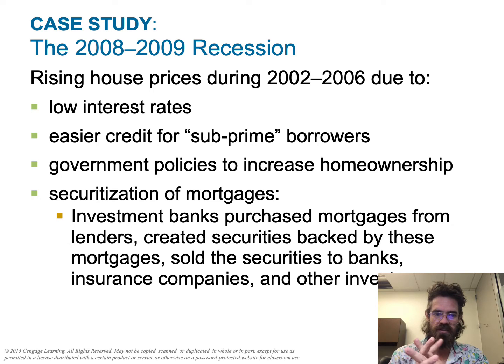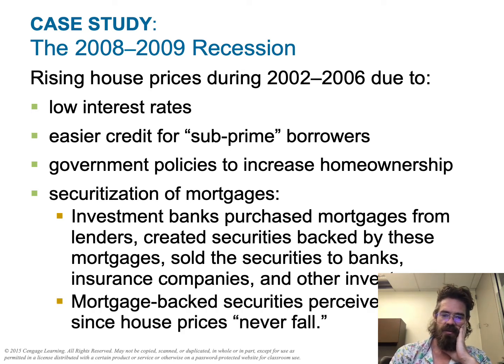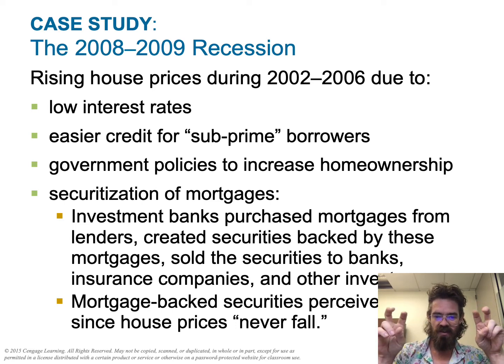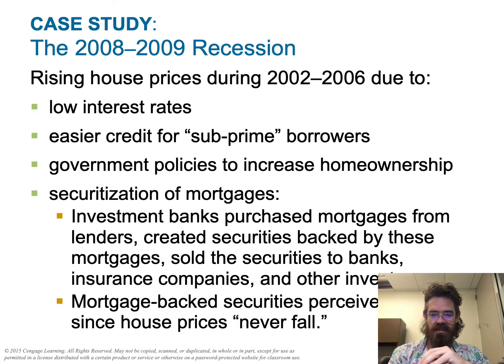And so the way this worked is that investment banks purchased these home loans from lenders and created these securities, and the securities were backed by the loans. Then the securities were sold to banks, insurance companies, and other investors. And like I said, they were perceived as being very safe since house prices never fall, which was historically accurate, right? Home prices almost never go down.